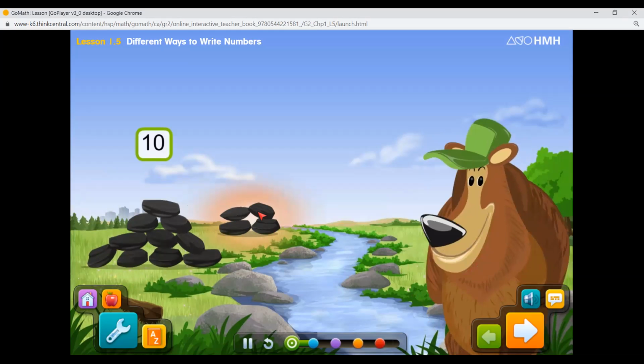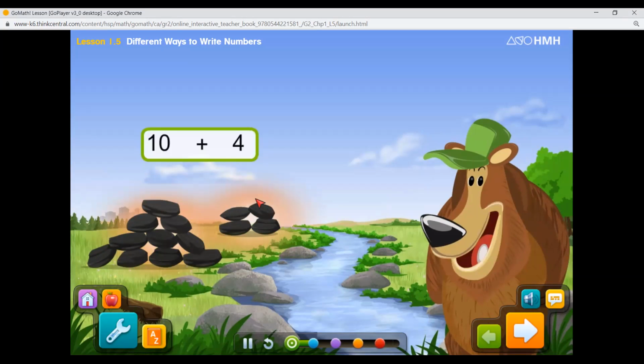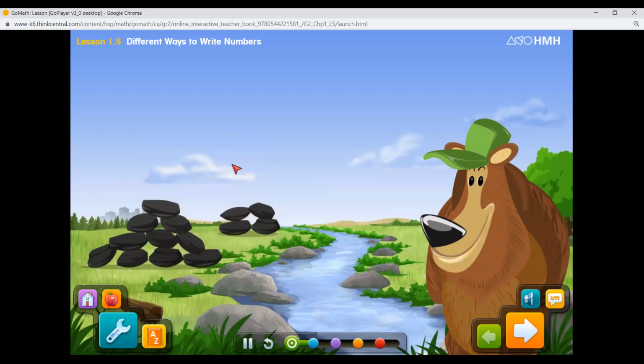One, two, three, 4. So, I have a pile of 10 rocks and 4 more rocks. We can say that we have 10 plus 4 rocks, but how else can we write this number? Come on, let's find more ways to write two-digit numbers.